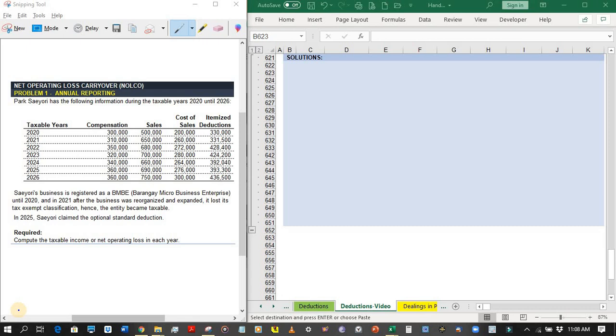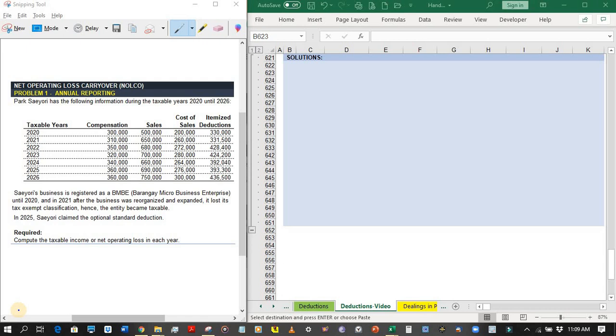Sayori's business is registered as a BMBE or a Barangay Micro Business Enterprise until 2020. And in 2021, after the business was reorganized and expanded, it lost its tax-exempt classification, hence the entity became taxable. In 2025, Sayori claimed the optional standard deduction. The requirement is to compute for the taxable income or net operating loss in each year.